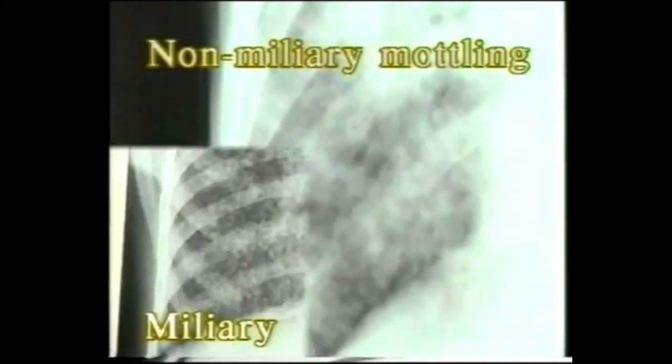For comparison, this is non-miliary mottling. Note that the opacities are larger in size, varying in size, and their distribution is not uniform. They tend to coalesce to form larger opacities. Now compare the two, the fine uniform mottling of miliary tuberculosis in the inset and the irregularly distributed opacities of varying size in other conditions.